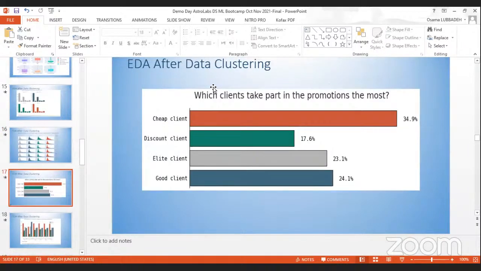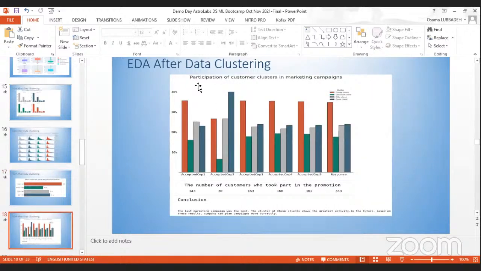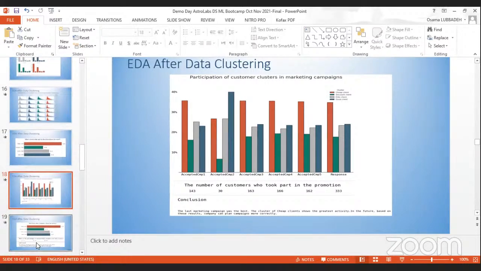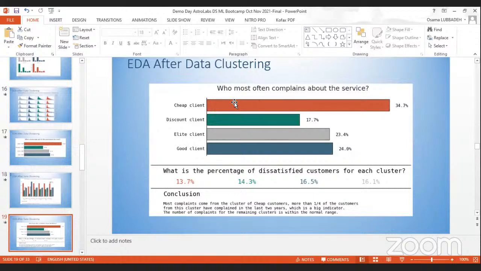Now here also after the cluster, from the same data, I looked at which clients took part in the promotions, and the participation of each cluster, who accepted which promotion. Okay. Next, who was complaining? There was a field after clustering. I returned back the data, returned back the clusters, and I categorized who is mostly complaining.